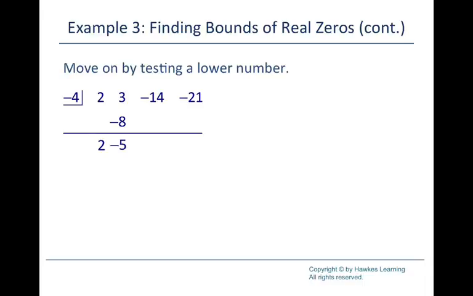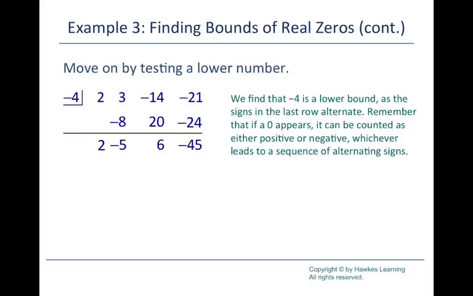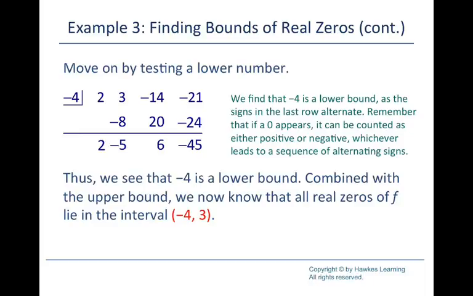So we go to negative 8, then that's negative 5. Then with positive 20. That'll be a positive 6. So we've got a positive, then a negative, then a positive. 6 times 4 is 24, that gives me a negative 24. So you can see we've alternated signs. So all my zeros are going to be between negative 4 and positive 3. Okay? So for the upper bound, all the last row is positive. For the lower bound, they alternate signs. So all of our zeros lie in the interval between negative 4 and 3. All real zeros.